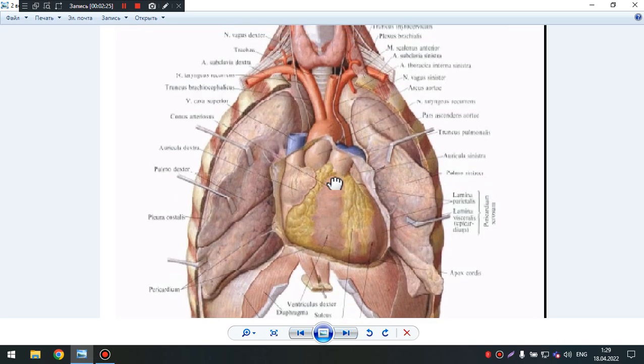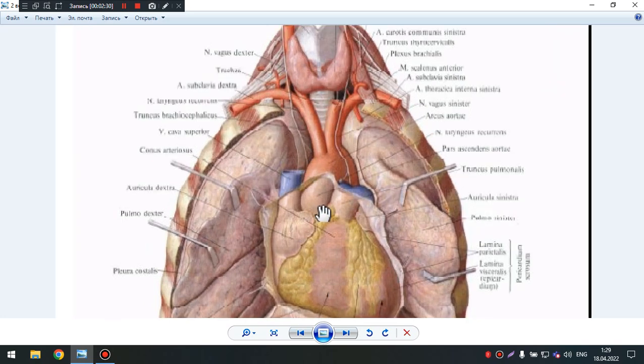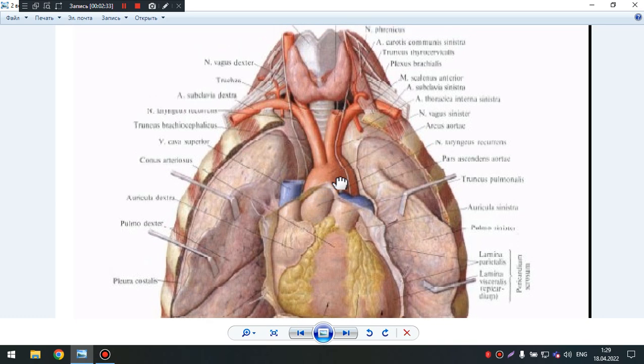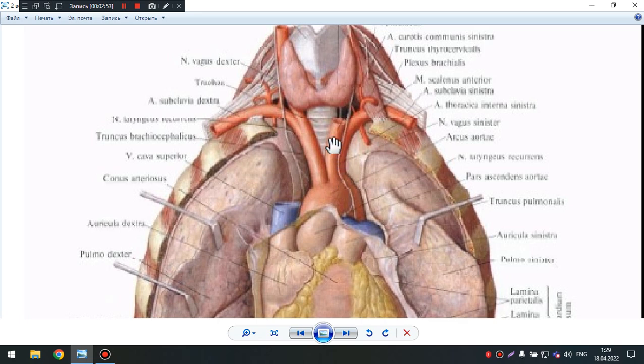Here we can see the position of the heart inside the thoracic cavity. Here we can see the aortic arch. This is brachycephalic trunk. It is 5 centimeters long and continues into the right common carotid artery and right subclavian artery. The brachycephalic trunk and left common carotid artery lie in front of the trachea.